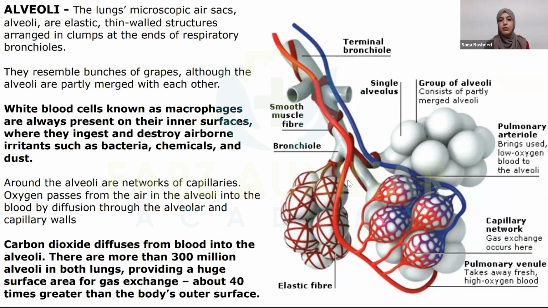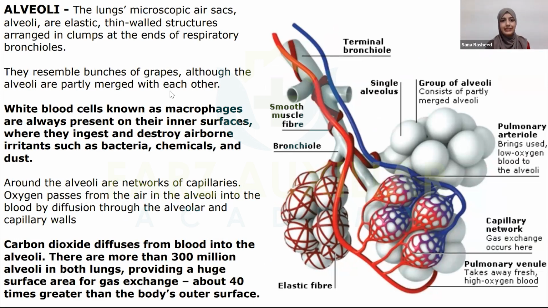As I've already discussed, the terminal bronchiole further divides into the respiratory bronchioles. These respiratory bronchioles open into alveoli. And these alveoli are supplied by a rich capillary bed, and this blood is there for the gaseous exchange. The oxygen is going to move from the alveoli into the blood, and carbon dioxide is going to move from the blood to the alveoli.